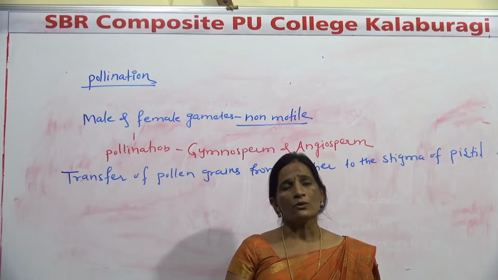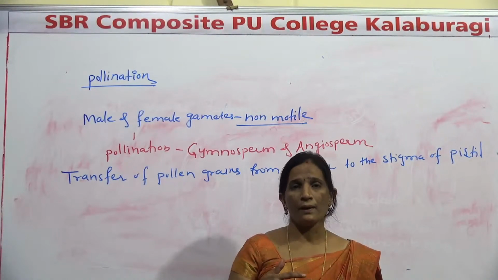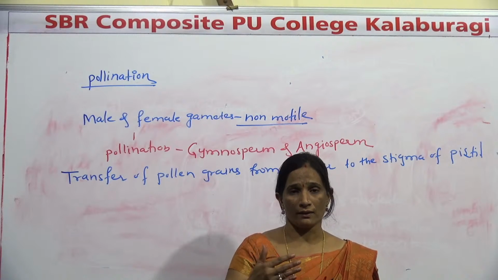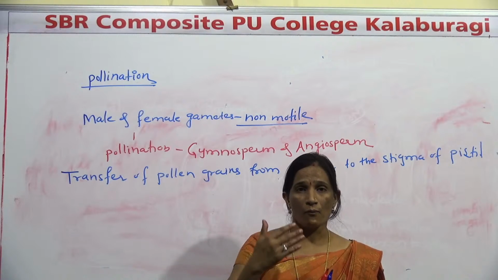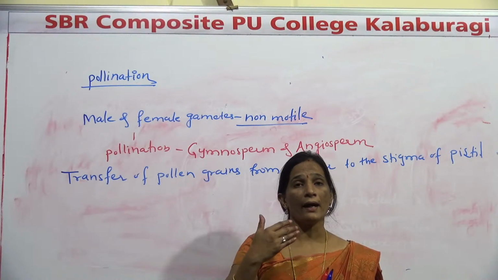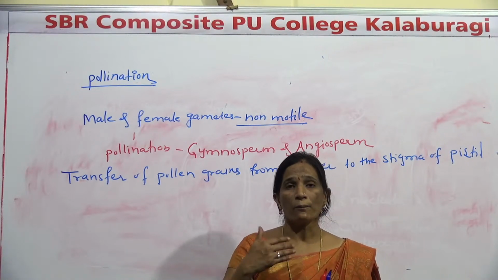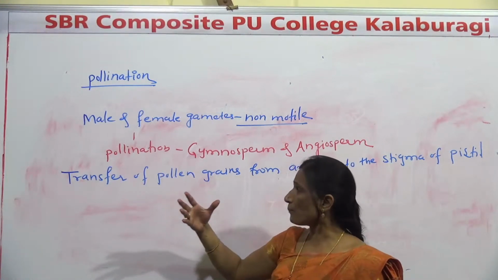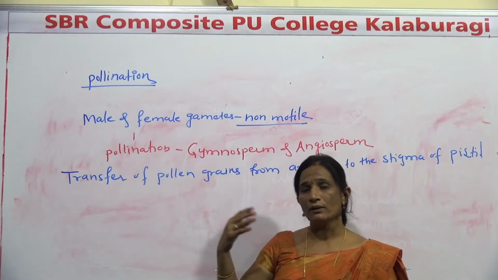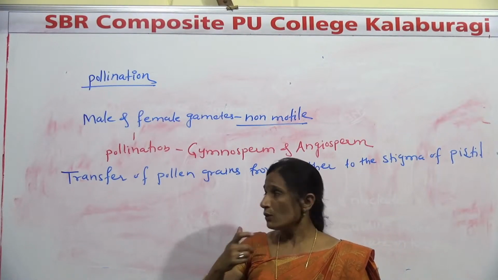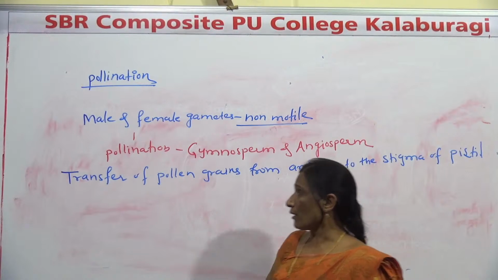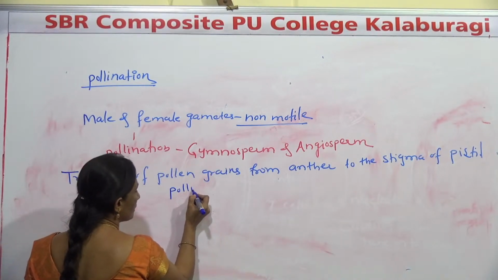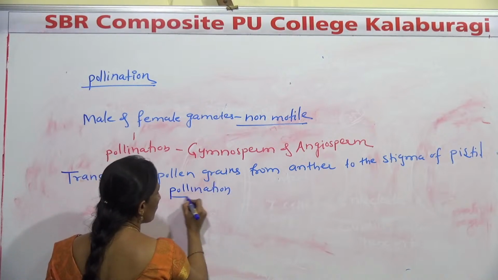Is it clear? So, angiosperms have a fascinating array of adaptations. Actually, flowering plants are evolved. They have some adaptations, and those adaptations involve agencies for transfer of pollen grains from the anther of a flower to the stigma. Is it clear? So, here pollination is classified into how many types? Pollination is classified into two types.